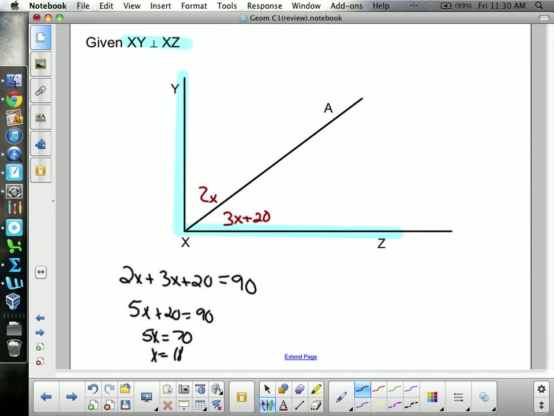So x is 18. Once I know that, then I know this is 18, I'm sorry, 16, isn't it? No, 18. 70? Yeah. Not 18, 14. I knew that wasn't right.